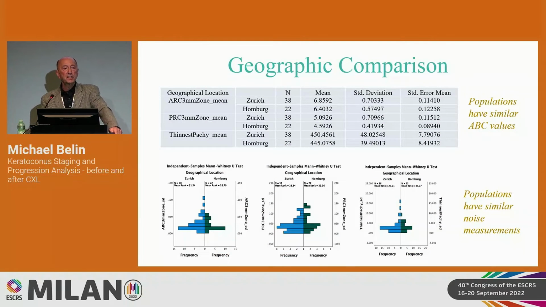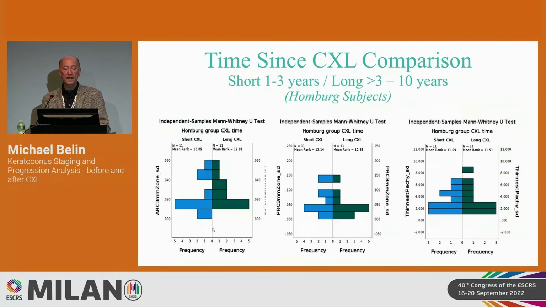We did then a geographic comparison between Zurich and Hamburg. The populations ended up having very similar ABC values and very similar noise measurements. The graph here is somewhat misleading because the N in Zurich is 38 and the N in Hamburg was 22. So I really should have a weighted average here, but the noise measurements were almost identical between the two.